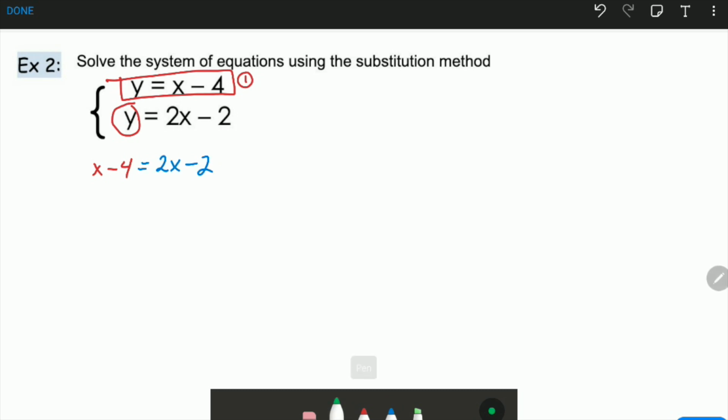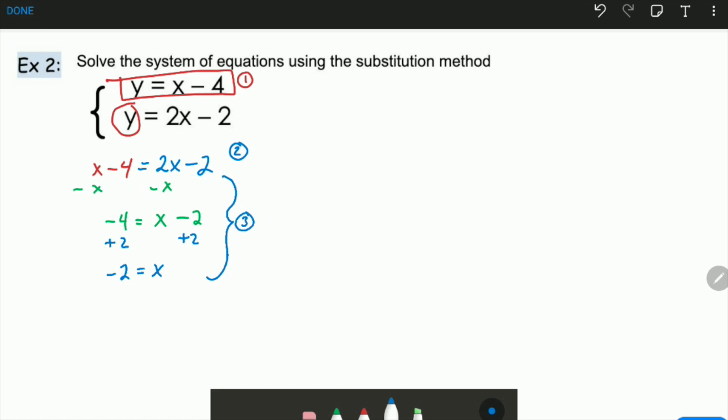Afterwards, you need to solve the equation. Actually, let me number my steps. There we go. The second step. Afterwards, we're going to solve the equation. So we need x's on one side. So I'm going to go ahead and subtract x from both sides, giving me -4 equals 1x, which is really just x, minus 2. And then we just have to finish solving, add 2 on both sides. So -2 is equal to x.